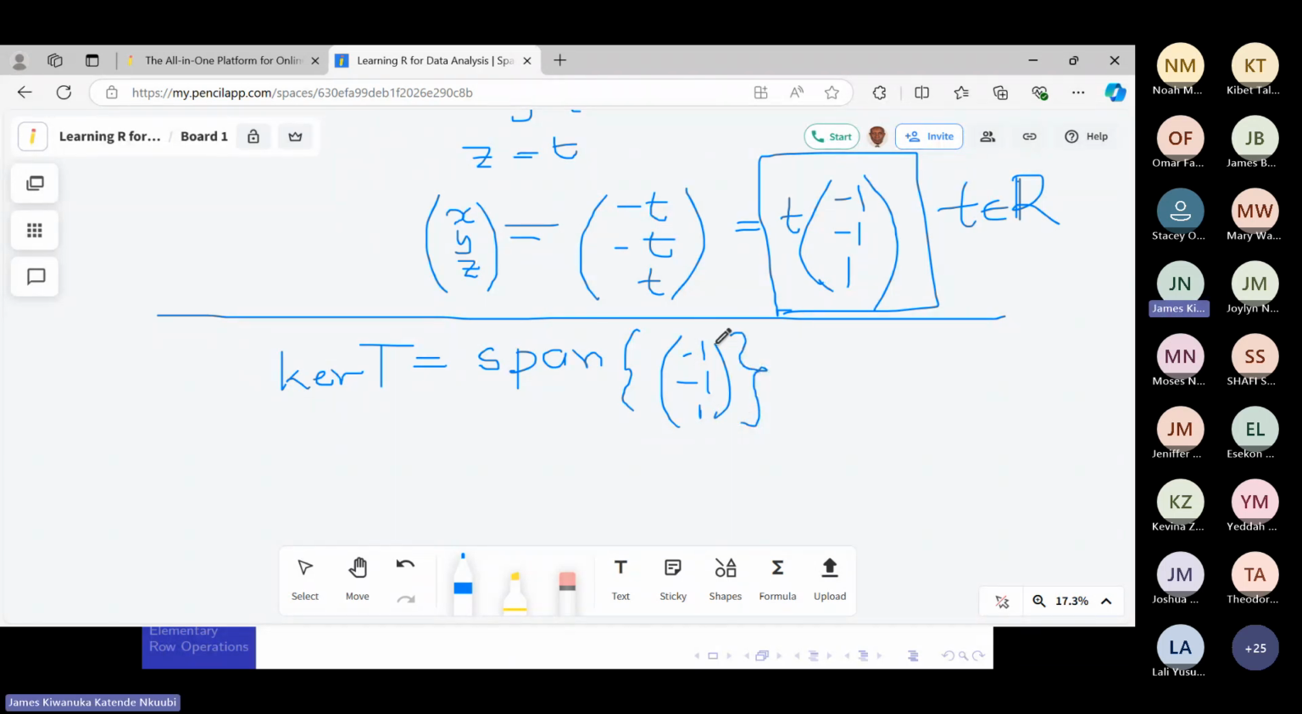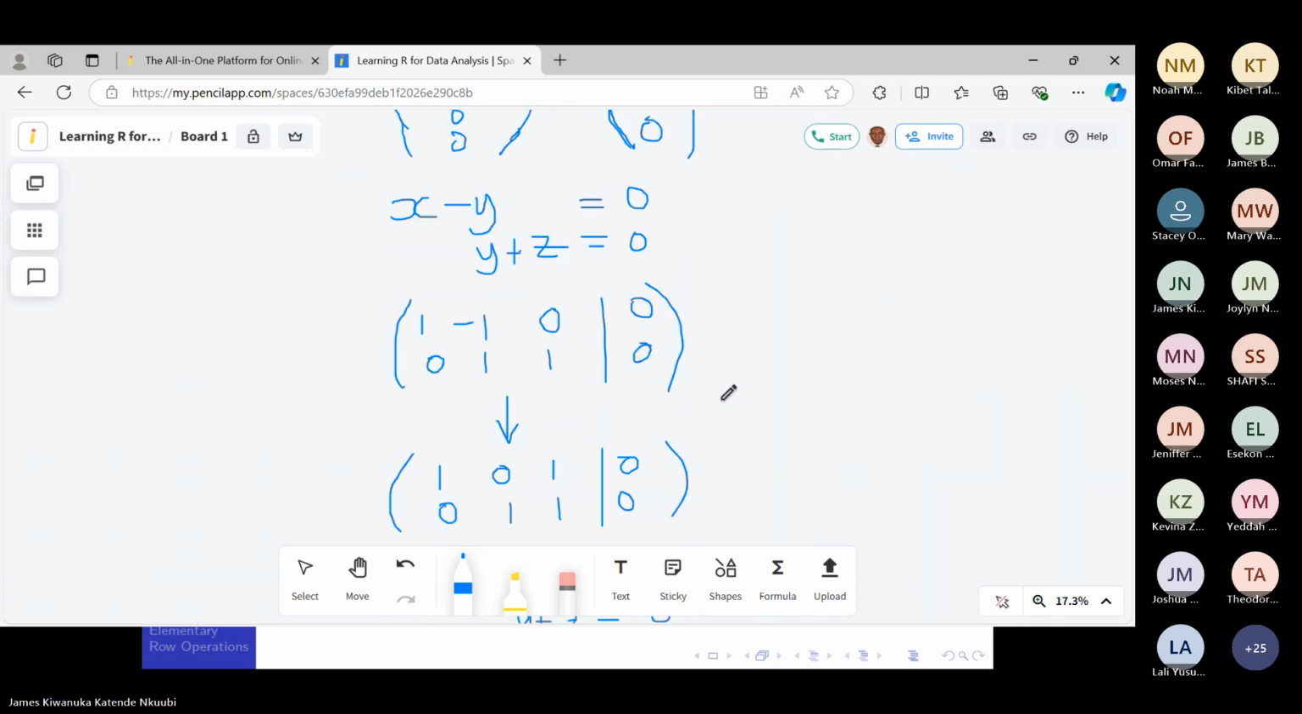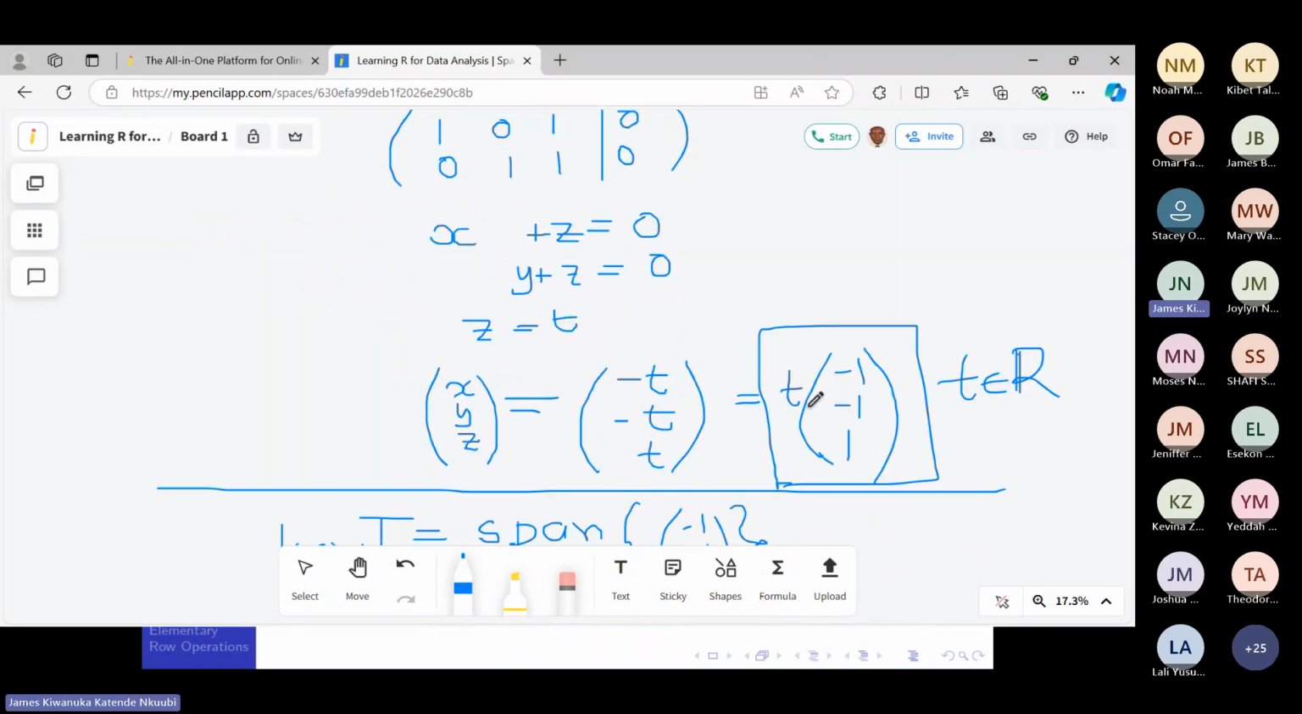You can check that this vector is actually in the kernel. We are saying X is supposed to be -1 and Y is -1. So -1 minus -1 will give us 0, right? It works. What about Y plus Z? We have Y is -1, and Z is 1. So it is a solution. And any multiple of this vector will still work. For instance, you can multiply this by 2 and you will see that the resulting vector will be in the kernel. So this gives you the set of all the vectors that are in the kernel.